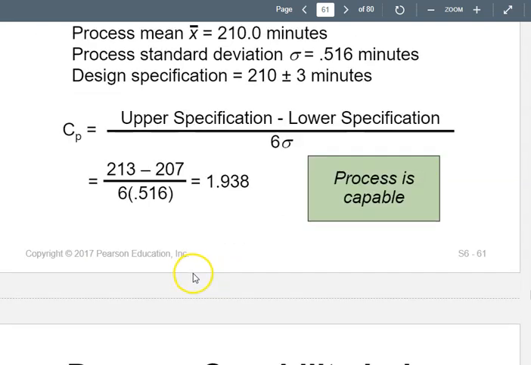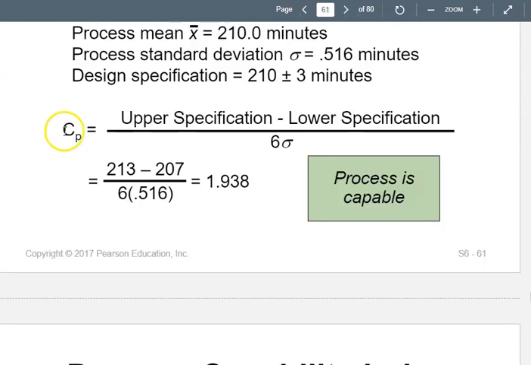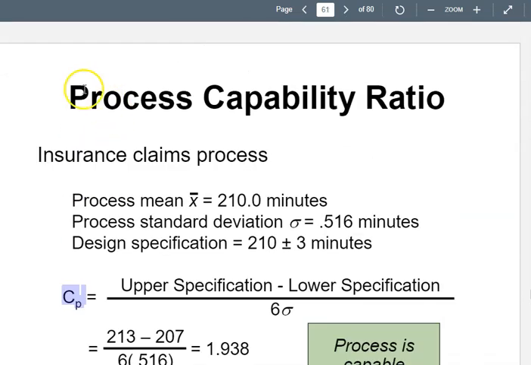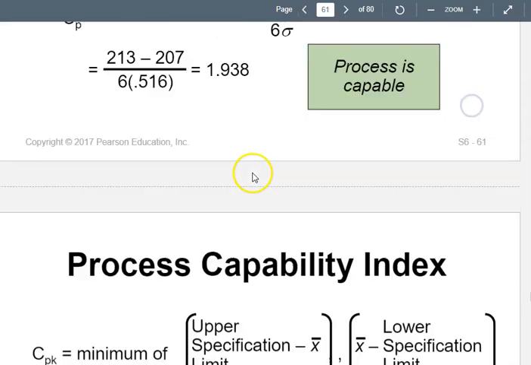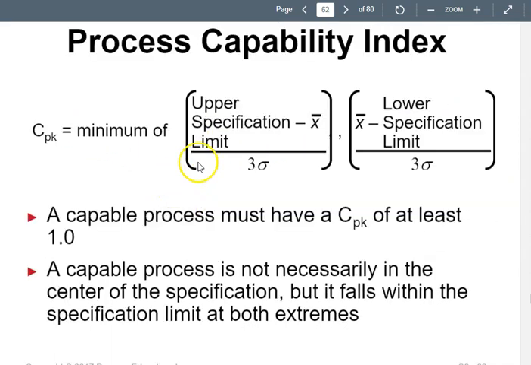And the last topic will be Process Capability Index. The last topic for today is Process Capability Index. So the Cpk, so see the difference. This is Cp, Process Capability Ratio. This is Process Capability Index. Okay, it has a Cpk, minimum of.